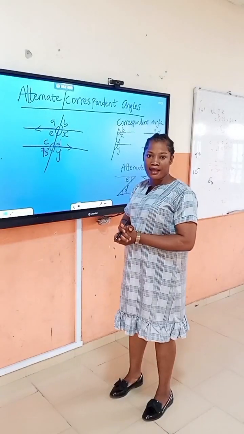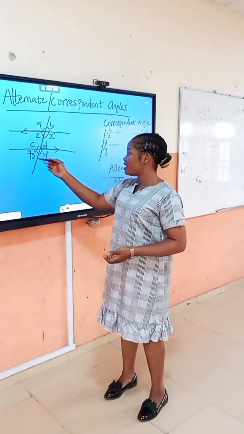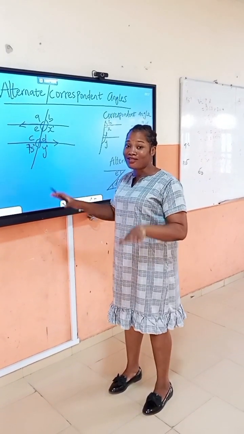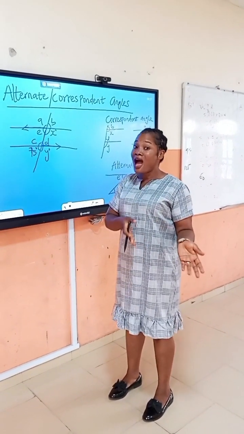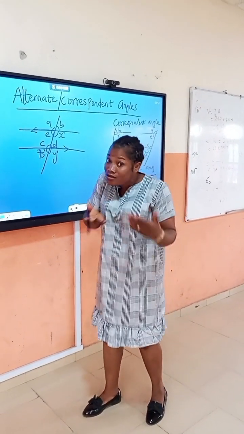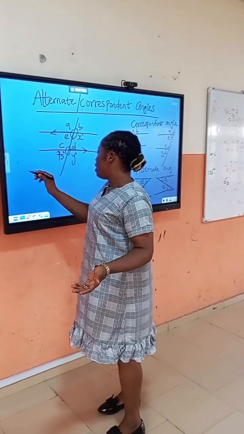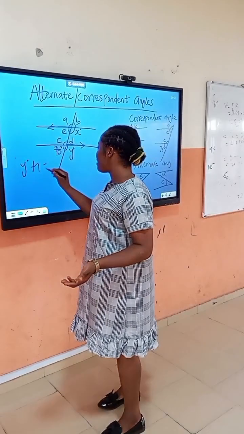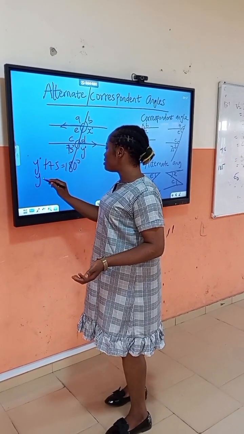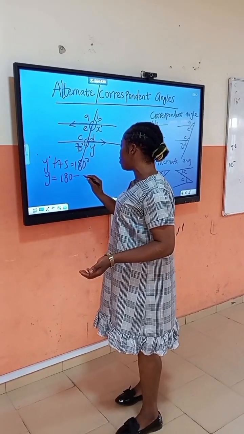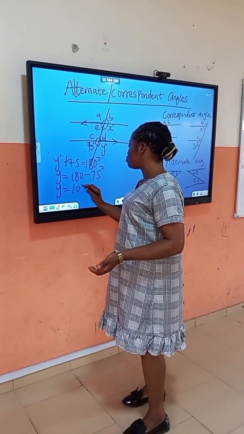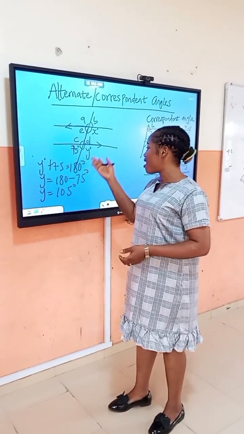How do we find Y? Y is on the straight line with 75 facing down, like we had in the last class. I solved that in the last class. The sum of angles on a straight line is equal to 180. Already you know that one. So I have that Y degrees plus 75 degrees is equal to 180 degrees. Y degrees is equal to 180 degrees minus 75 degrees. Y degrees is equal to 105 degrees. That is how we found what Y is.